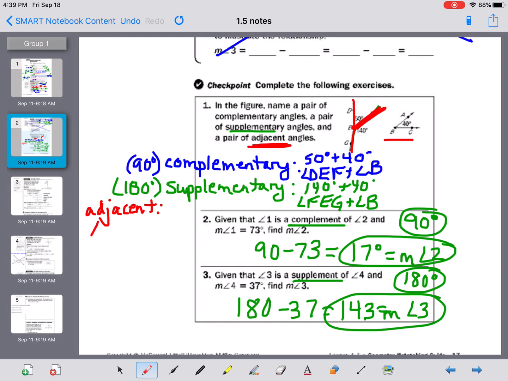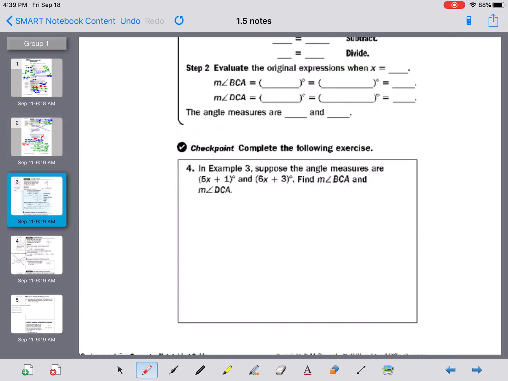So one of them on the top, we could call it DEF, and on the bottom, we could call it GEF if we want to call it that way, okay? Once again, this one's a little bit different, but do you see how I have the EF in both? That's kind of a hint to me that we have some adjacent angles, okay? Let's move on, page 3.